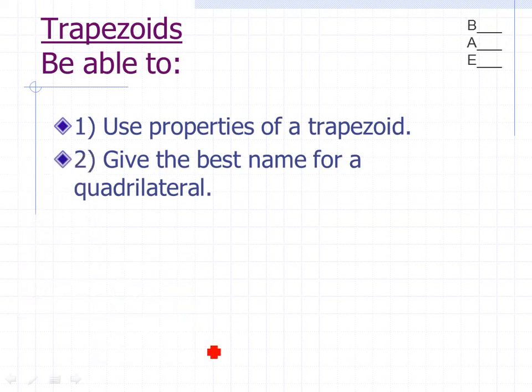Alright, so again, a trapezoid. Be able to use properties of a trapezoid, be able to give a quadrilateral the best possible name. After these, you're going to know all the quadrilaterals, so this chart over here will be finished. I'm getting ready to draw it. Again, you probably want to draw this somewhere in your notes.